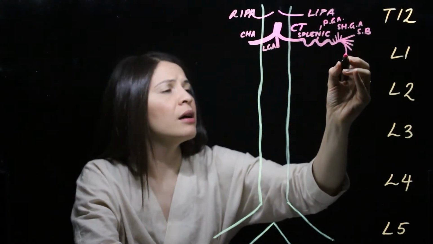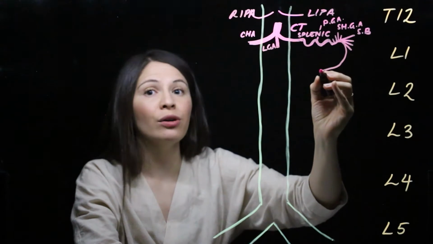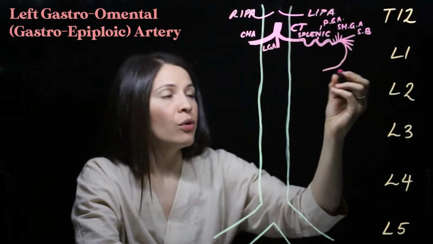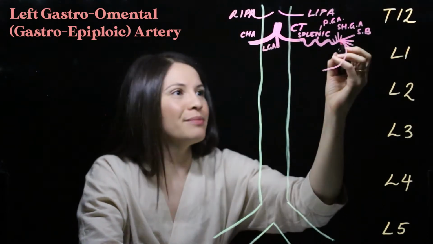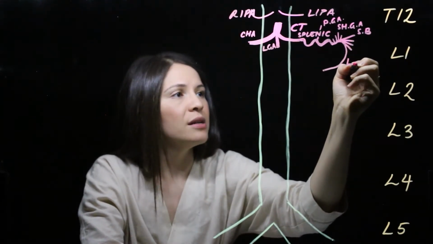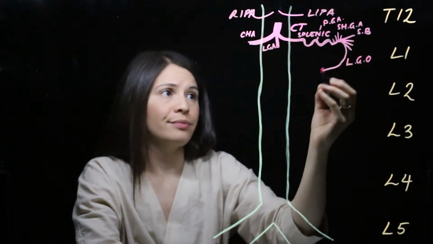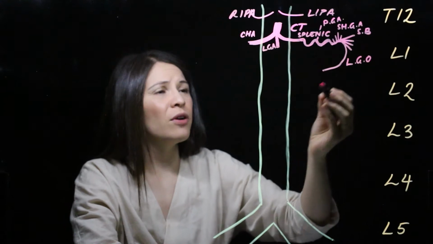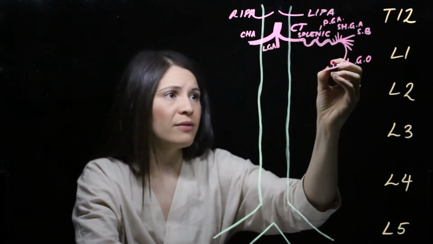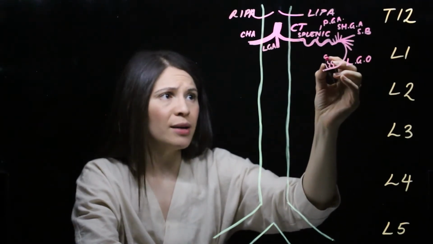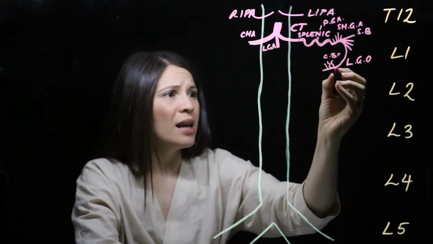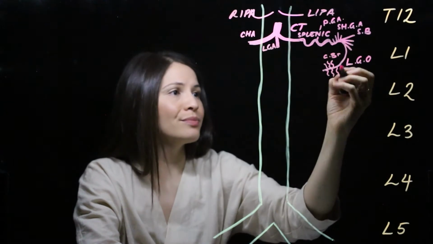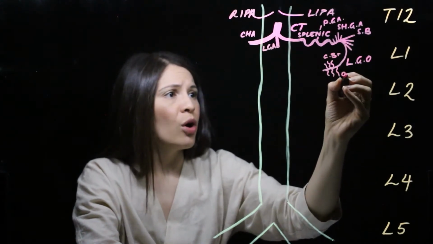Coming off here and wrapping around the greater curvature of the stomach is our left gastroomental artery, or our left gastroepiploic. Let's go with left gastroomental. Coming off the left gastroomental, as I said, it is going to follow the greater curvature of the stomach. It's going to give off small gastric branches which run up to the stomach, and it's also going to give branches which go through the greater omentum. So they would be your omental branches.